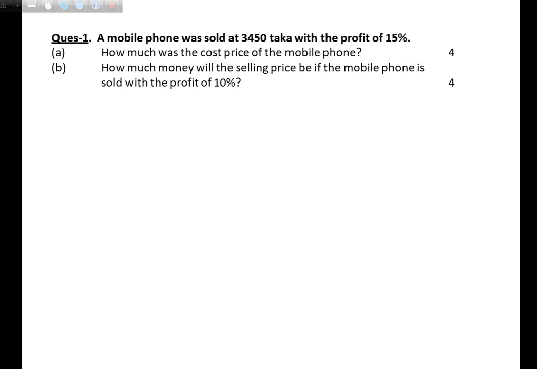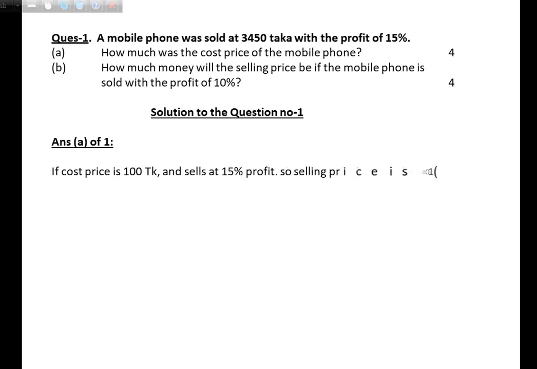So now we're going to solve question number one. If the cost price is 100 taka, with a profit of 15%, then the sales price will be 115 taka. That means 100 plus 15 equals 115 taka. And in this question, 3450 taka is the selling price.